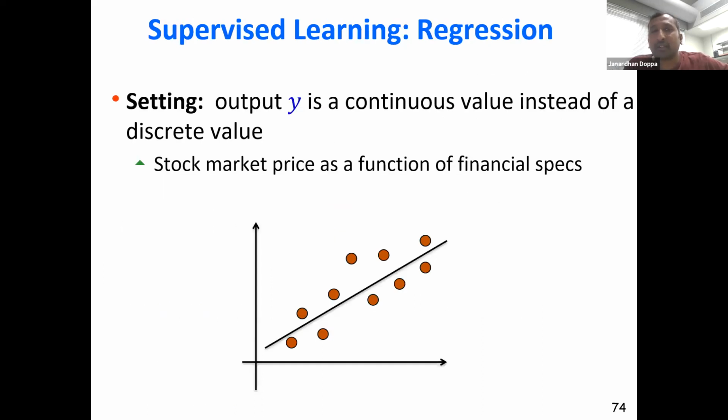In the case of regression, the output is a continuous value. So for example, you want to predict stock market price as a function of financial specs, right? So pretty much the same technology, the same story applies to regression as well. The only difference is that the output is continuous.